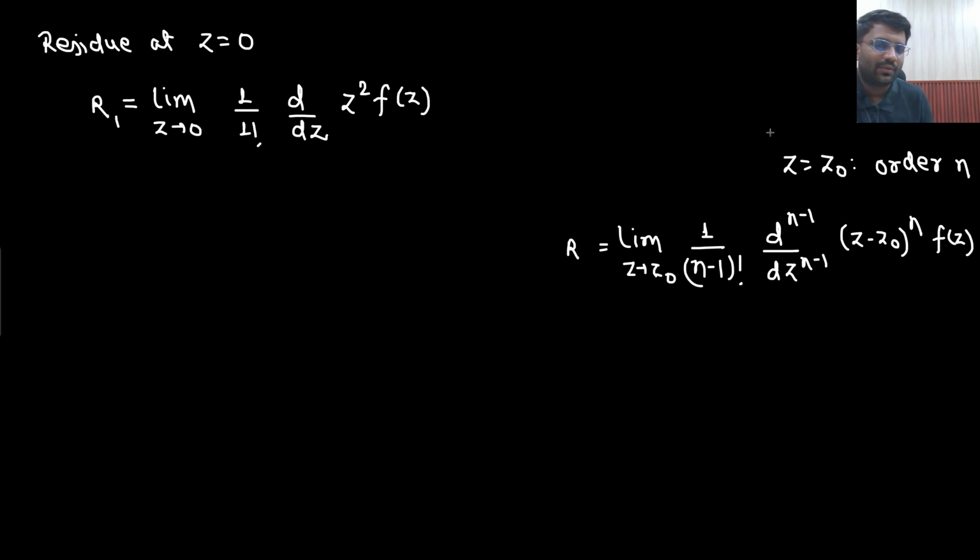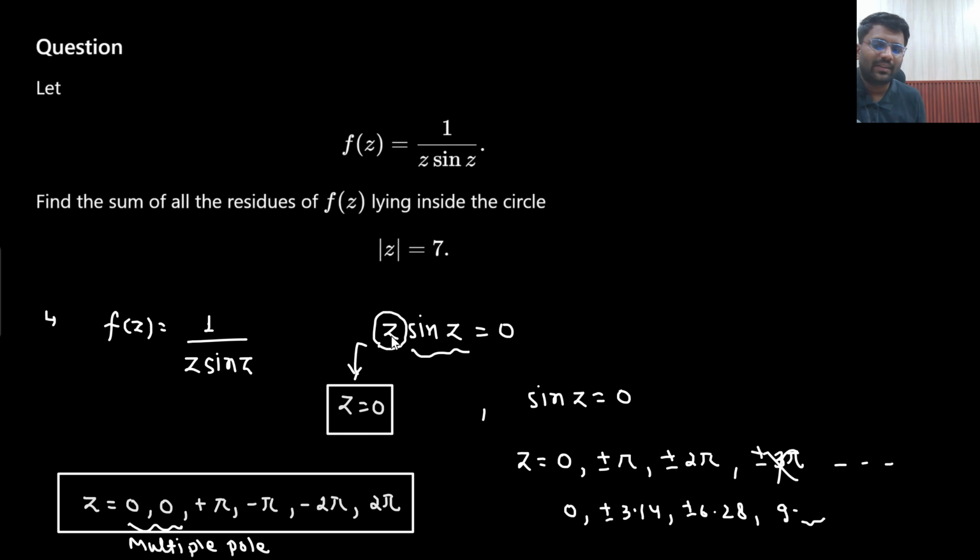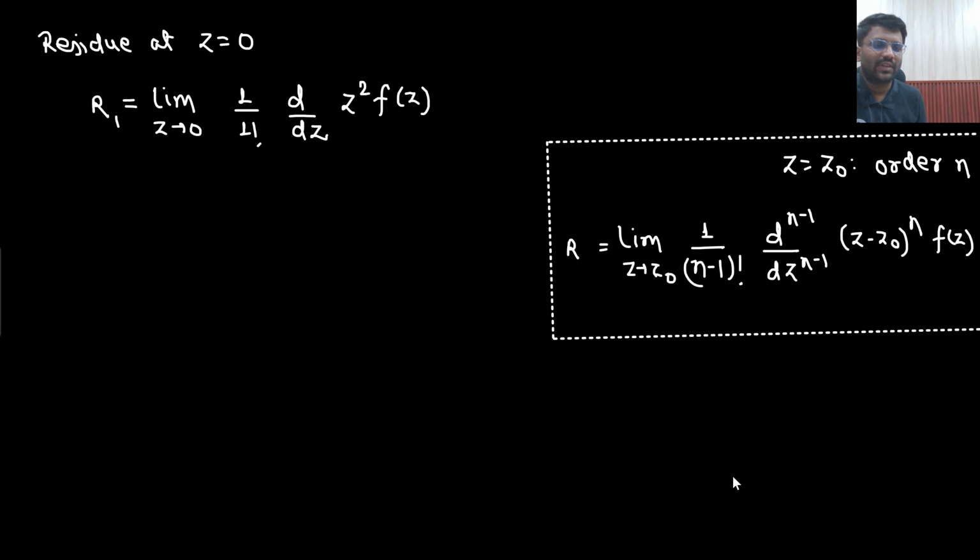The process we already know. What is the process? Whoever is creating the problem, remove that guy. So z square was creating the problem actually. Z into z is creating the problem. So I remove that guy by multiplying with z square. That's it. Then one time I need to differentiate, 1 factorial I need to divide, and z tending to 0 I need to put.